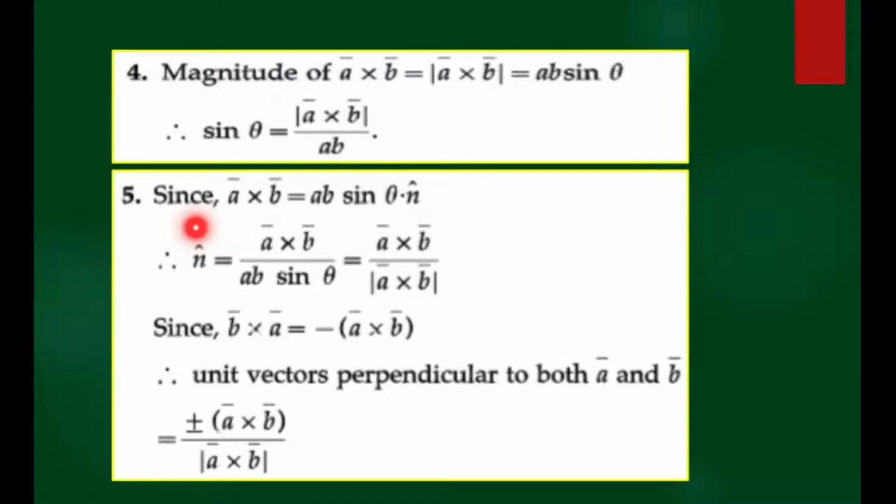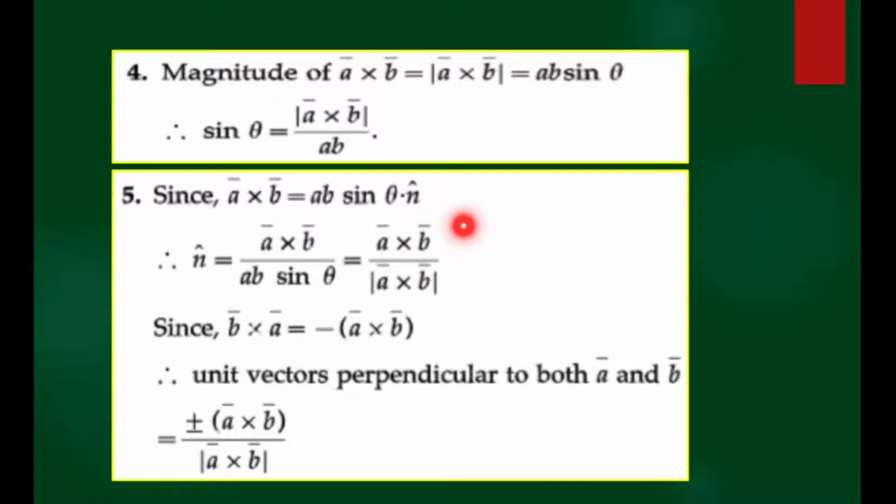See the fifth number point. Since a bar cross b bar equals to magnitude of a into magnitude of b into sin theta into n cap, therefore we can find unit vector from this. So when we have to find the unit vector which is along the vector which is perpendicular to both a bar and b bar, that is vector a bar cross b bar, then we can find that unit vector by using this formula a bar cross b bar upon magnitude of a and b into sin theta. That is, we replace this ab sin theta by magnitude of a bar cross b bar.